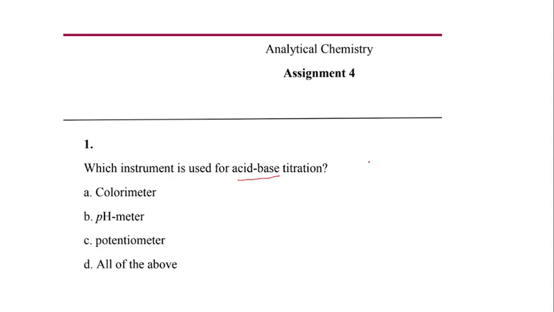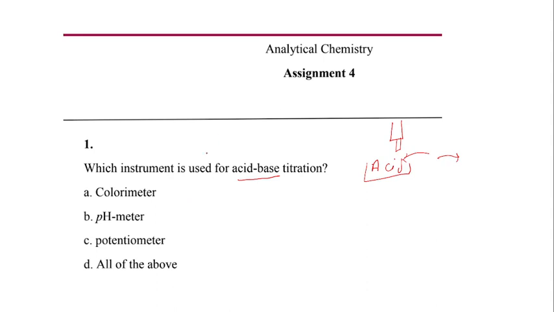In acid-base titration, what will happen? Suppose you have an acid and you want to measure it, and you are taking base from the burette. After some time a neutralization reaction will occur. Neutralization means the base will neutralize the acid, and at the end point both acid and base will have reacted fully and been neutralized. So which instrument can we use here?